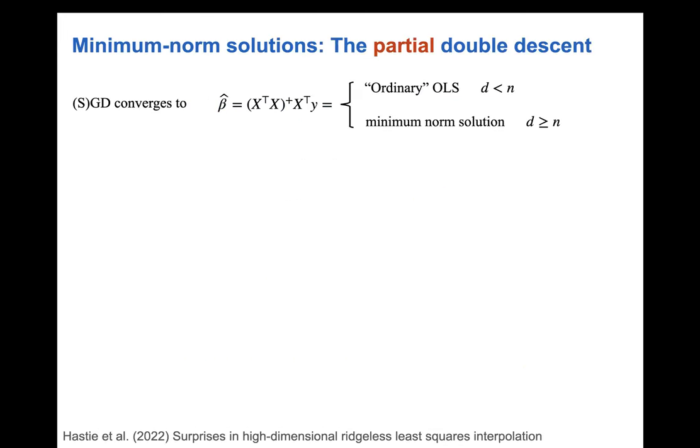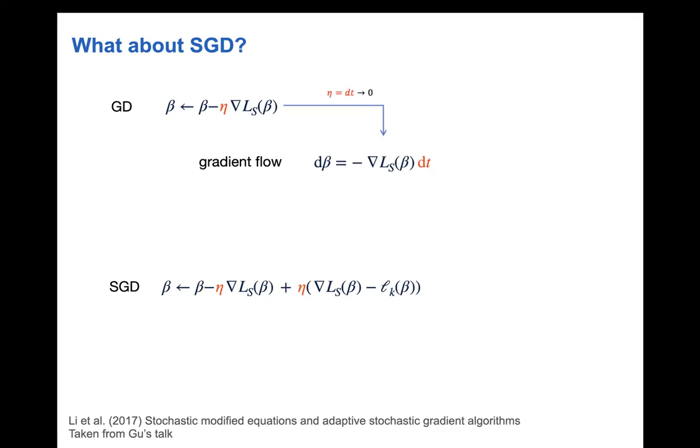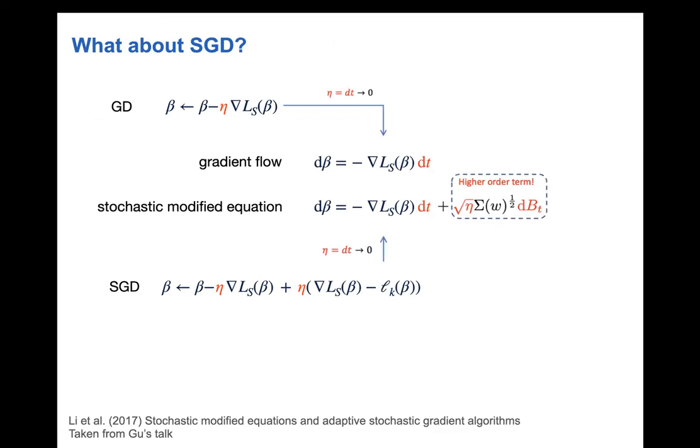Sorry, may I ask a question? Yeah, sure. So the conclusion that you made for gradient descent and stochastic gradient descent being almost the same, is there a dimension dependence, or is it for all dimensions?